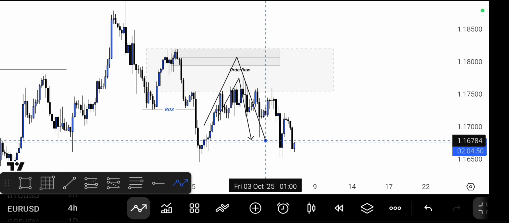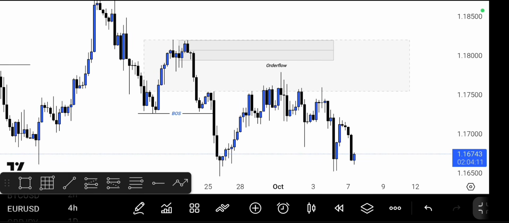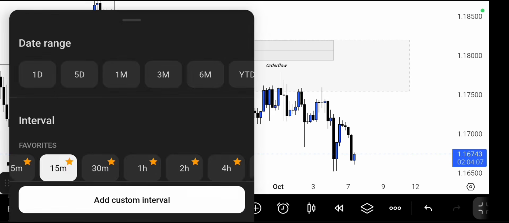I'm going to be buying the market, because as of last week the market has not yet mitigated either the order flow or the order block. So I'm going to show you exactly how I took those trades. The market was currently bullish, so I head straight to my entry time frame, which is 15 minutes.